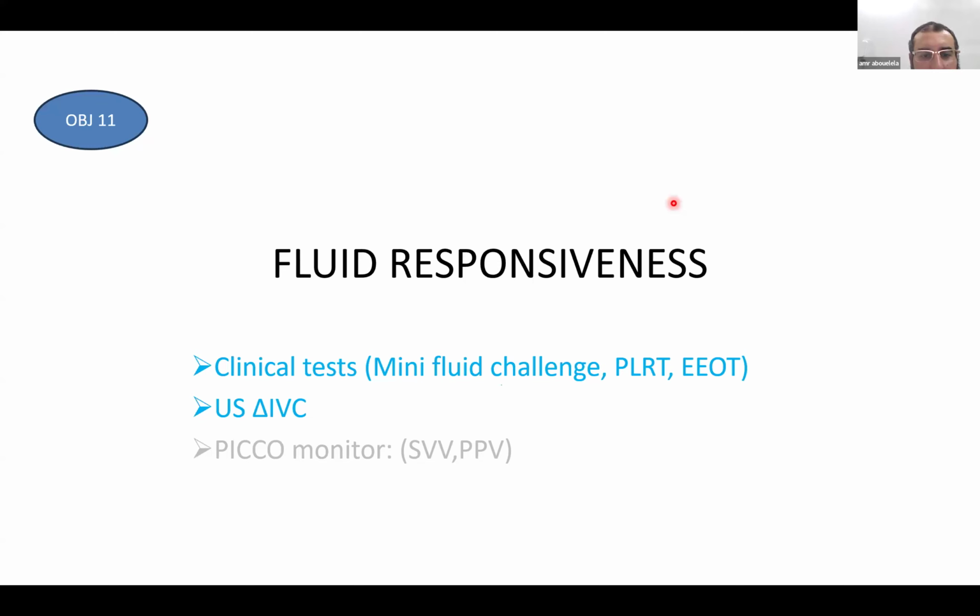We'll have some clinical tests like the mini fluid challenge test. I will focus on the passive leg raising test and end expiratory occlusion, but I will start first with the IVC respiratory variation. A PiCCO monitor we already covered in the previous section, and you know about the stroke volume variation and pulse pressure variation now as a tool to predict fluid responsiveness. If it's more than 13% variation, the patient will be fluid responsive.